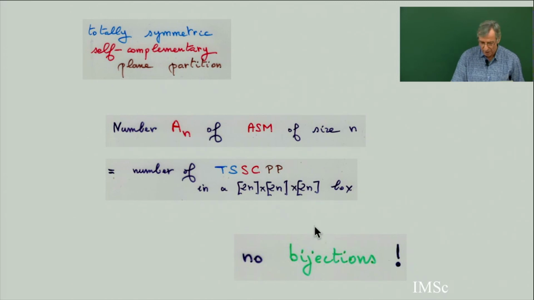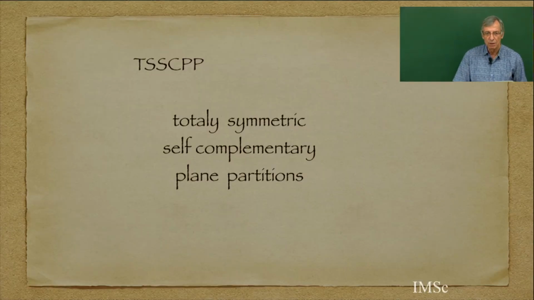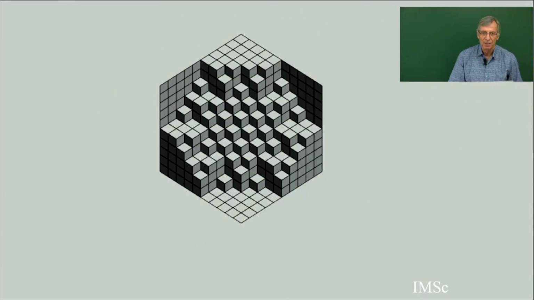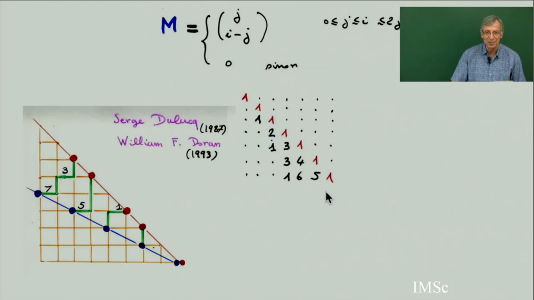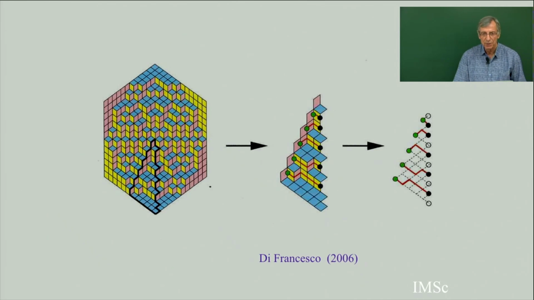So Andrews proved it. There is no bijection. But what is the Andrews proof? Here is an example of a beautiful self-complementary plane partition. There are 1, 2, 7, 42 such. And the proof goes: there is a bijection by Serge Deluc in Bordeaux, and then you have a bijection between configurations of non-crossing paths with some binomial coefficient written in a strange way. I extracted this picture from a paper by Di Francesco, where there is a bijection between this totally symmetric self-complementary partition and the configuration of paths.